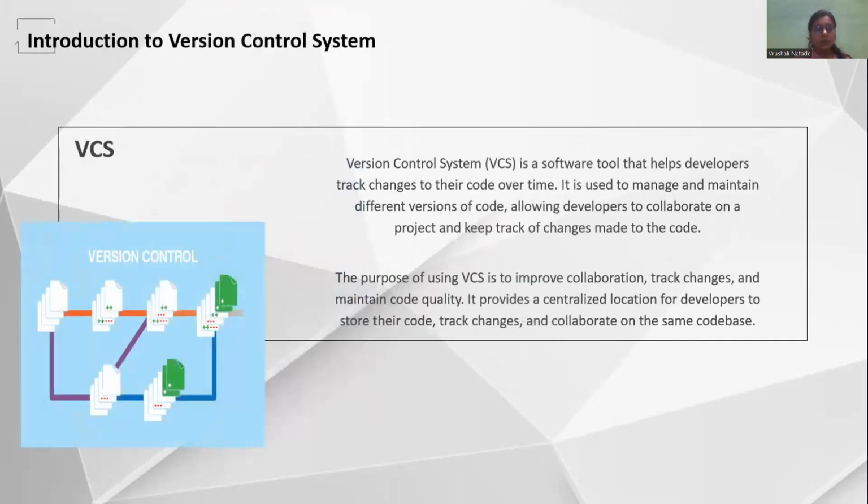So first of all, introduction to version control system. Version control system is software that helps developers track changes to their code over time. It is used to manage and maintain different versions of code, allowing developers to collaborate on projects and keep track of the changes made to the code. The main purpose is to improve collaboration, track the changes, and maintain code quality. It provides a centralized location for developers to store their code, track changes, and collaborate on the same code base.